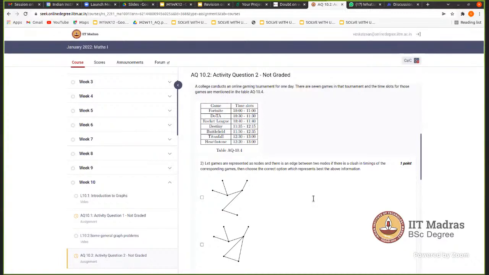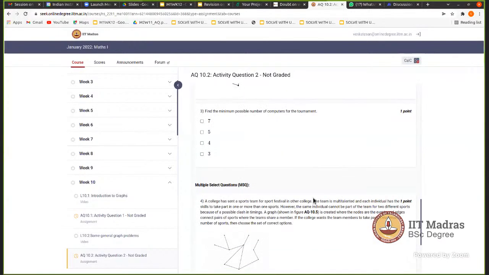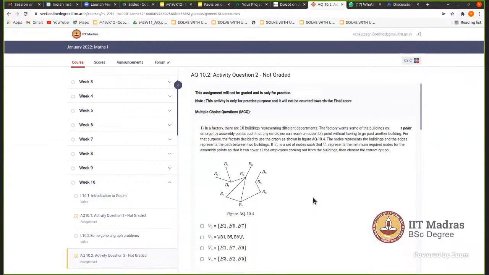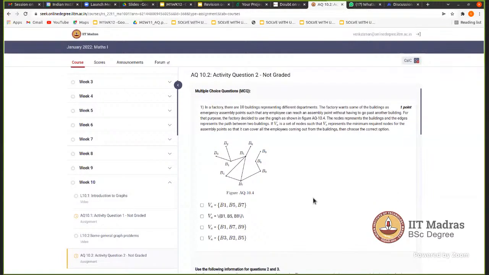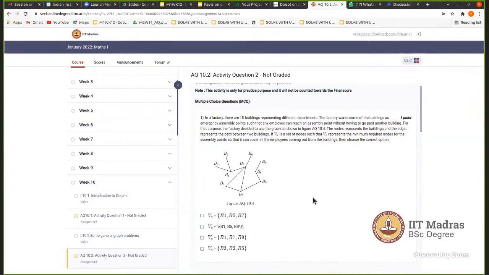And sir, the above question, the answer is option number 2. But how did B8 become a node? The correct answer is B1, B5, and B8. So why B8? B1, B5, B8. Even B9 should be covered, right?